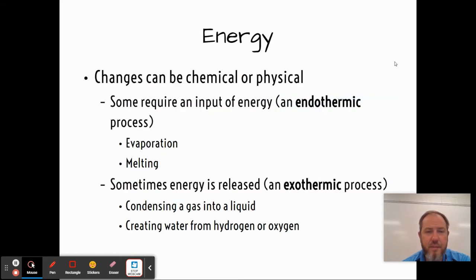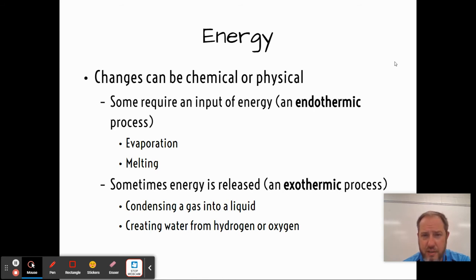But energy changes can be defined in two categories as well. Those two categories are endothermic and exothermic. If the energy is leaving the system and going to the surroundings, then that is exothermic, and it's endothermic if it's coming into the system. Some examples of endothermic processes, where you have to put heat into the system, are evaporation and melting, because in those processes you add heat, and that increases the temperature and allows those processes to happen.